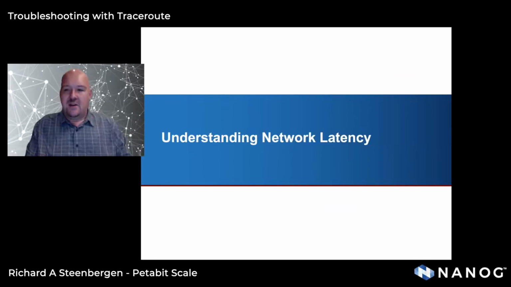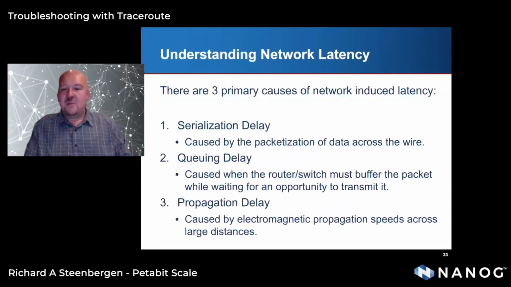Now we're going to talk about network latency. So there's three primary causes of network-induced latency that we care about. The first is serialization delay. Basically that's caused by the packetization of data. As we take data and break it up into little chunks, it has to be sent that way, and that causes serialization delay. Number two is queuing delay.